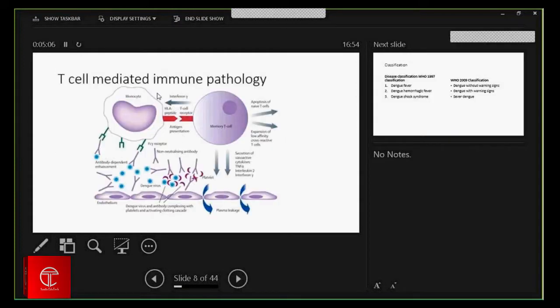So again, going through the pathogenesis, it's a T cell mediated immunity. So with the infection, the monocytes and the T cells are activated. That causes them to secrete vasoactive cytokines, tumor necrosis factor, interleukin 2, interferon gamma. So that breaks the barrier of the endothelium and that causes the plasma leakage.